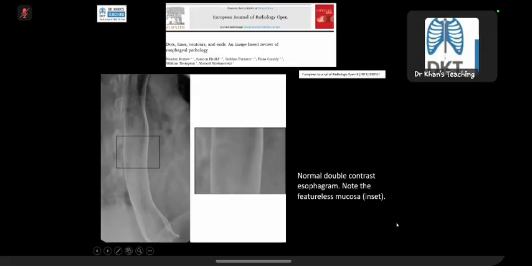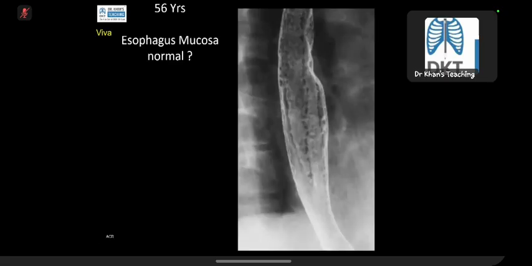Now, on a barium examination, why am I showing you, because of your exam. How does the mucosa of the esophagus look on a barium exam? So if you see here, remember, it is featureless. The mucosa, you remember, I told you in the plain film, the mucosa of the stomach has got rugae, etc. Here it is featureless. Just remember that, because in the exam you are going to get this.